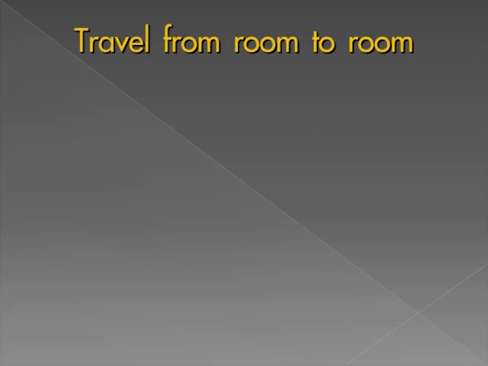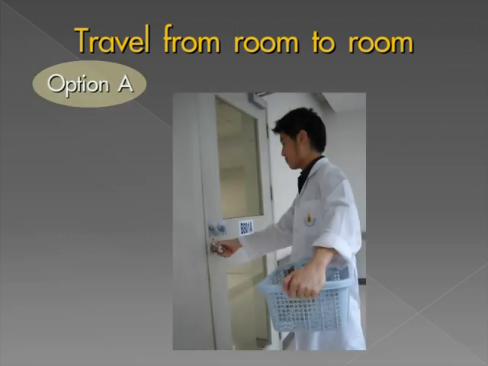Traveling from room to room. It is fairly routine that personnel travel from room to room. You have two options. Option A, place your sample in a tray or container, remove your gloves, and wash your hands. Move to the new destination, put on new gloves, open the container, and proceed with your experiment.